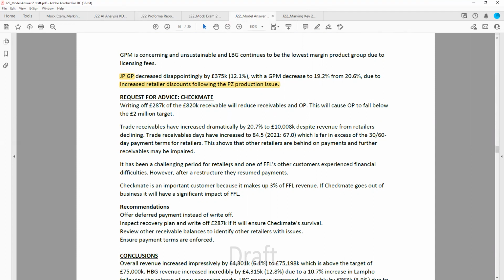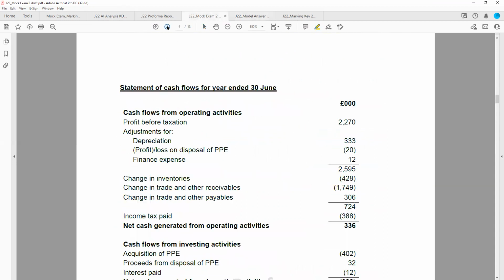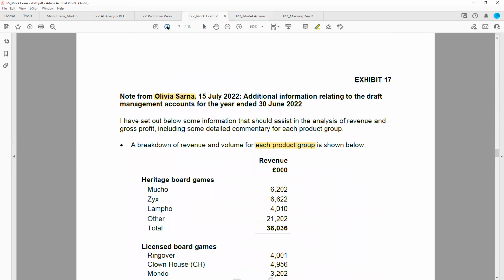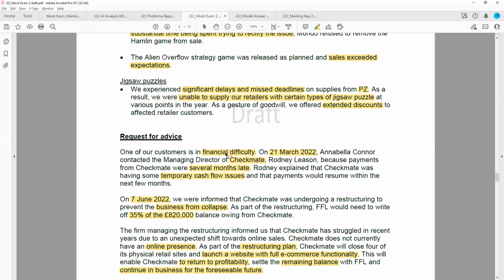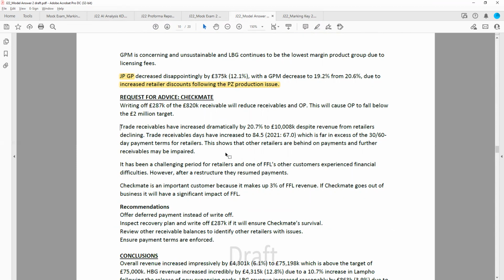So we've calculated the numbers there, identified the impact on the accounts, but identified other issues as well for the business. But just remember as well, if you think about the overall issue here, we know from the AI that Checkmate isn't the biggest of the retail customers, it's actually the smallest, but it is still significant. So it is still significant at 3% of revenue. If they went out of business, it'd have a significant impact on FFL. So it probably is in FFL's incentive to keep them going.